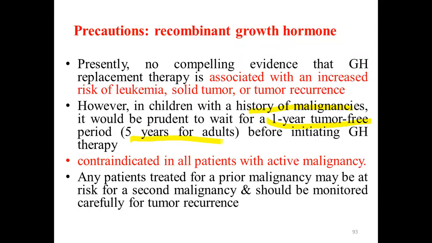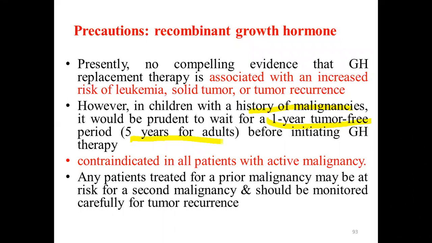So, despite there being no clear evidence about the association, if the patient has a history of malignancy, they have to wait at least for a 1 year free period from the malignancy before we initiate the treatment. Then, if the patient has an active malignancy, growth hormone treatment is usually not recommended.